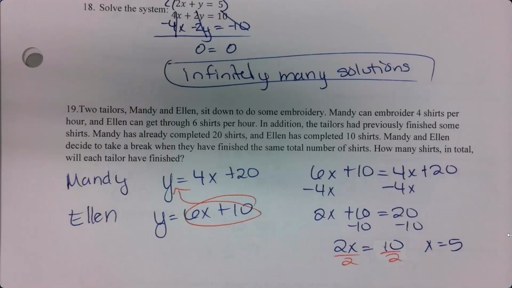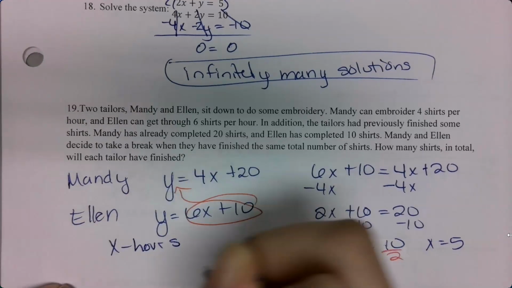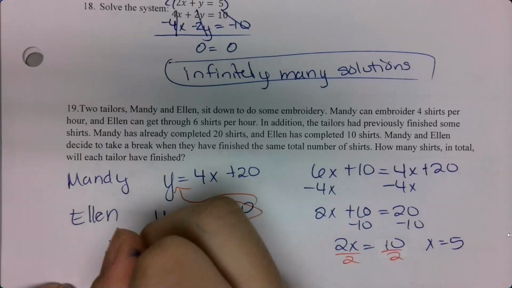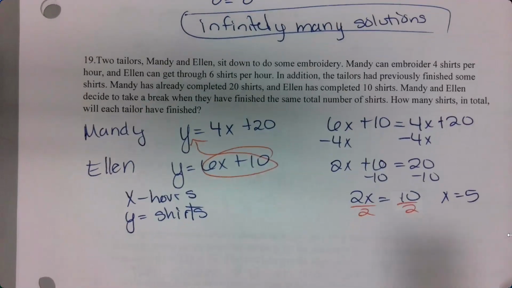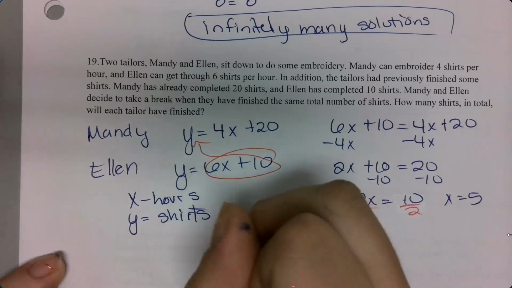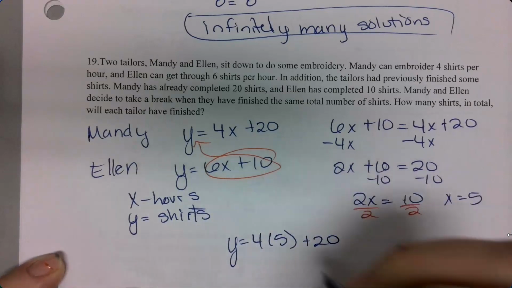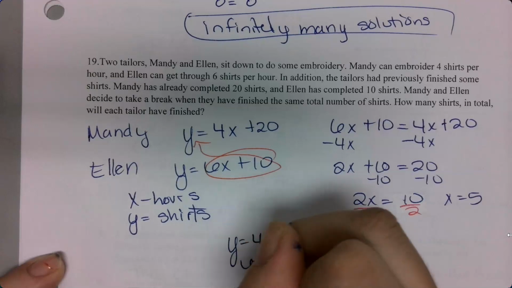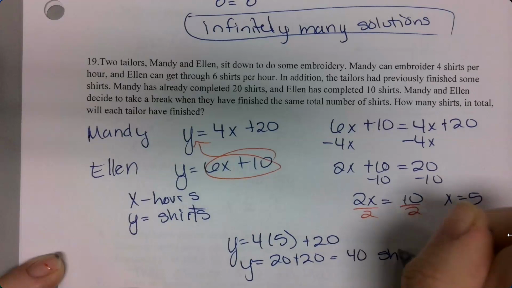This x is hours, and y is shirts. I need to answer the question for shirts. So, I need to plug this back in. I can pick whichever equation I want. I'm going to pick Mandy just because she's on top. So I have 4 times 5 plus 20. 4 times 5 is 20, so I have 20 plus 20 equals 40 shirts each.